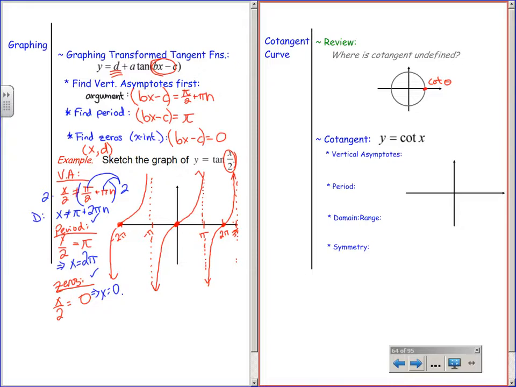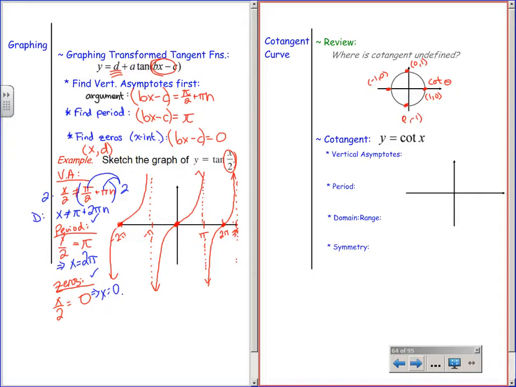In x over y instead of y over x. Instead of tangent, cotangent actually has vertical asymptotes on the y-axis, or when x is 0. Since tangent has vertical asymptotes when x is 0, this is going to have vertical asymptotes when y is 0. That's a better way of putting it.